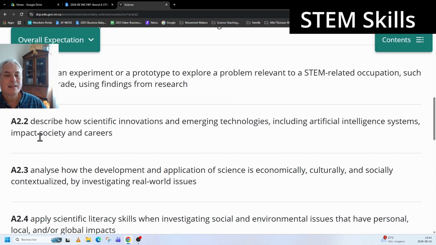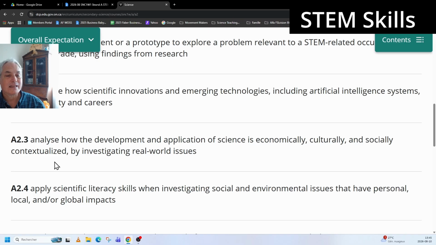Second one, describe how scientific innovations and emerging technology, including artificial intelligence systems, impact society and careers. So for this one here, space exploration works very well. And a few years ago, and I'll see if I can find it again, there was an app where we could train an AI to identify materials. The idea here was if you want to recycle materials, you need to train the AI to know if the object is a bottle or it's not a bottle. So I'll need to see that, because when you think of training AI, you need to give it as much information, and the more it has, the more precise it can be. So I'm going to see if I can add that as well.